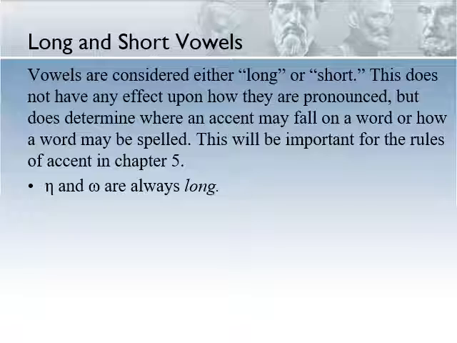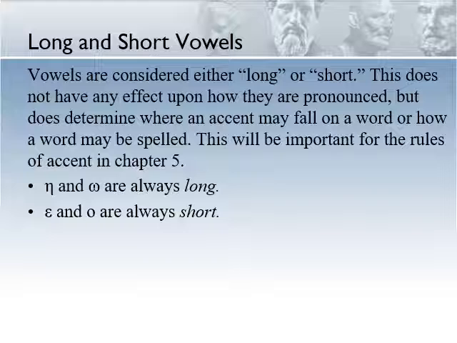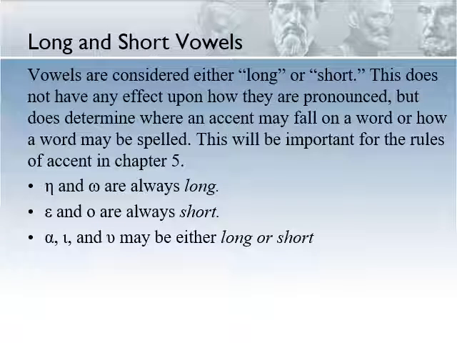Here are the rules. Eta and omega are always considered long. So think of eta and omega as long vowels. Epsilon and omicron are always considered short. So no matter where they are in a word, epsilon and omicron are always short. Now the remaining vowels, alpha, iota, and upsilon, may be either long or short.